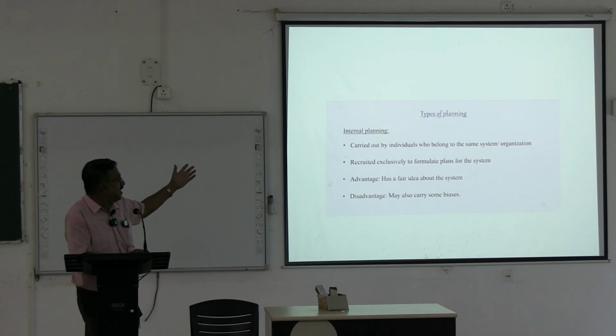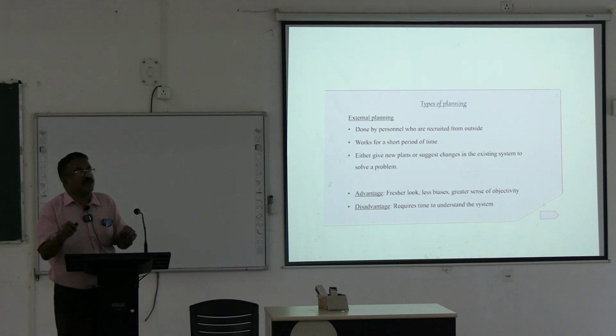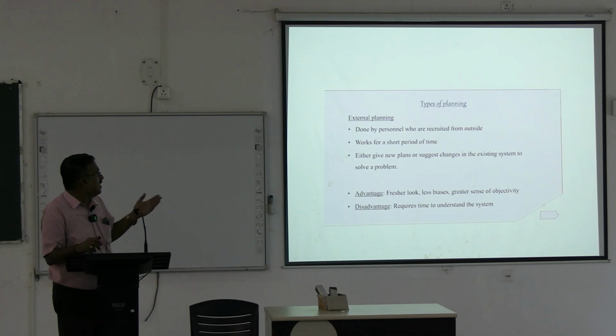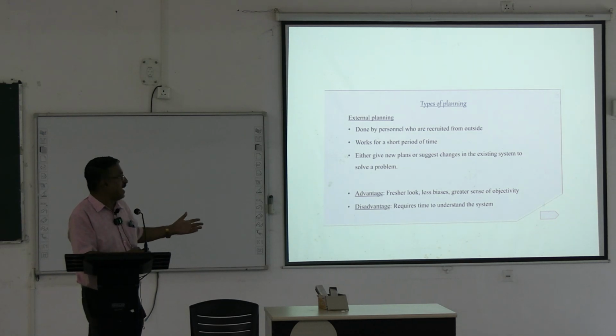So for that we have what is called external planning. It is done by personnel recruited from outside. They work for a short period of time. They give some recommendations. They are supposed to be unbiased. They don't know the system. They come up with some ideas which may or may not work, and they give new plans and suggest changes to solve a problem. The advantage is that it's a fresher look, less bias, greater sense of objectivity. The disadvantage is that it requires time to understand the symptoms.